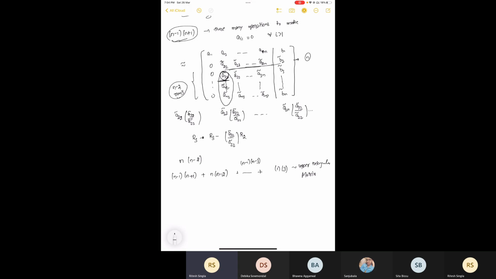Yes. But see, our work is not over yet. We have just transformed our matrix to an upper triangular matrix. We haven't got the solution. And they are asking us to get the solution by Gauss elimination. So now we have to do the backward substitution. And in that case also we will need some sort of multiplication operator.